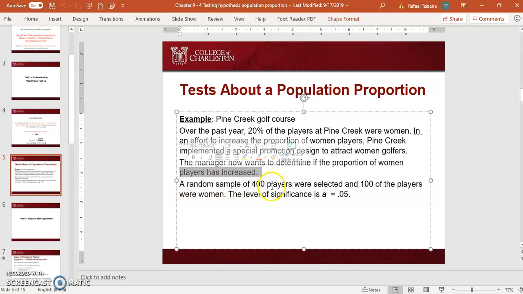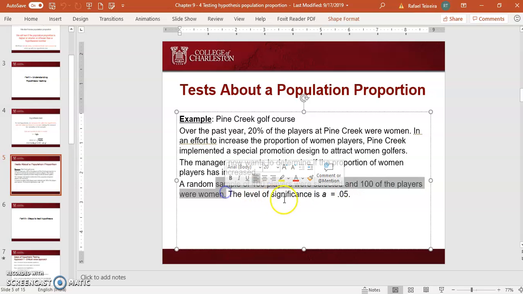A random sample of 400 players was selected and 100 of the players were women. So we have a hypothesized proportion of 20%. We have a sample of 400 players, 100 of whom are women. So we have to compute the sample proportion here. The proportion is 100 over 400. The proportion is 0.25.